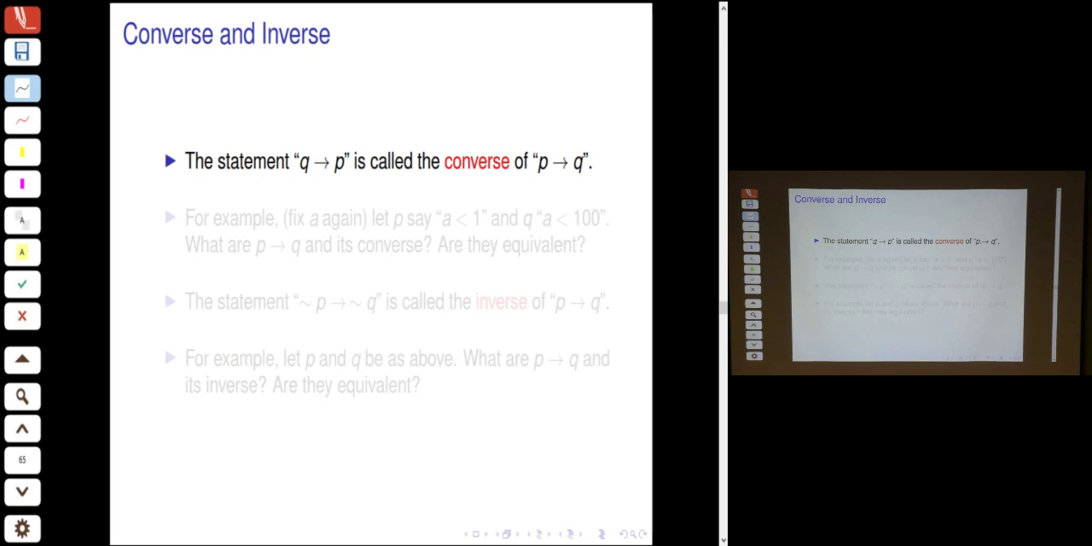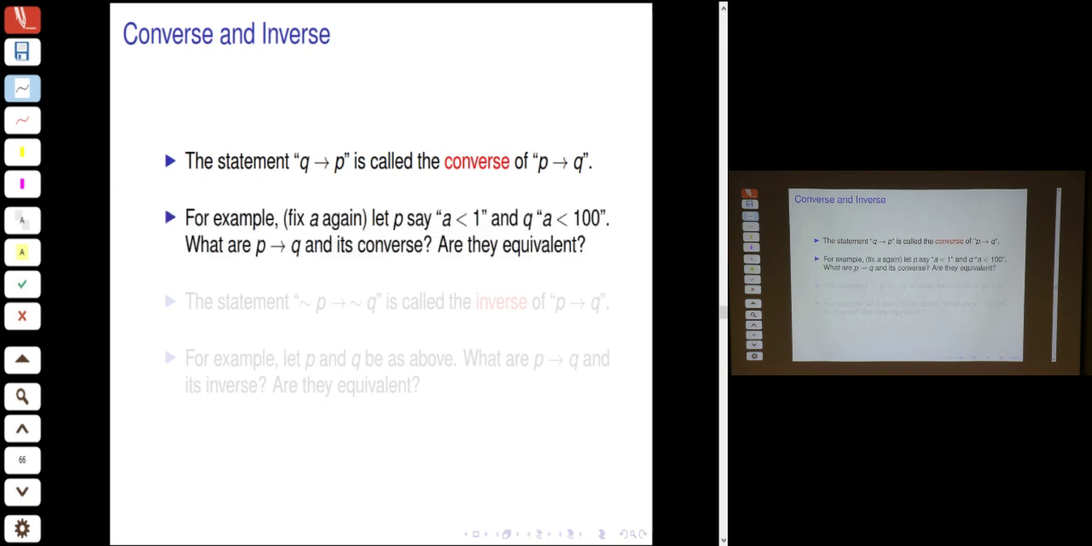So the statement Q arrow P is called the converse of P arrow Q. If you flip the premise and conclusion, you'll get something called a converse. For example, let P say A is less than 1, Q says A is less than 100. So what is P arrow Q? P arrow Q means if A is less than 1, then A is less than 100.